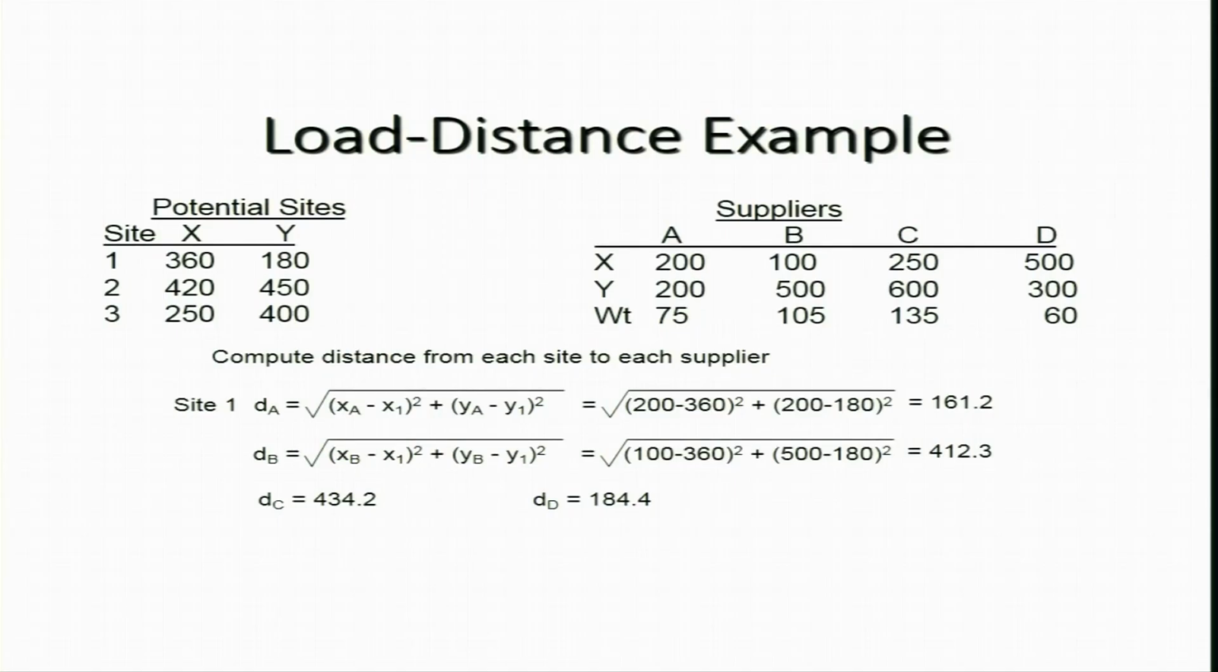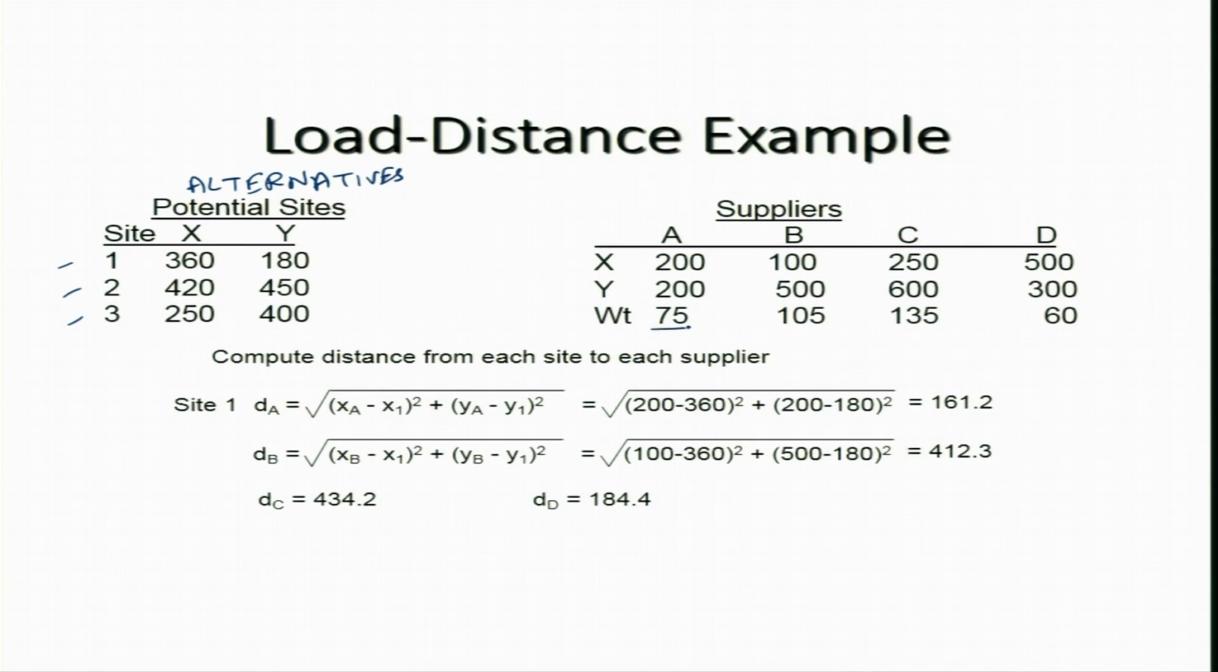We are having 3 potential sites, 3 alternative locations which we want to evaluate. Location 1, 2 and 3, these are the 3 alternate locations which we want to evaluate to set up my manufacturing facility, which will get the material from 4 different suppliers A, B, C and D. We already have these 4 existing suppliers, and the coordinates of these 4 different suppliers are given in the form of x, y coordinates.